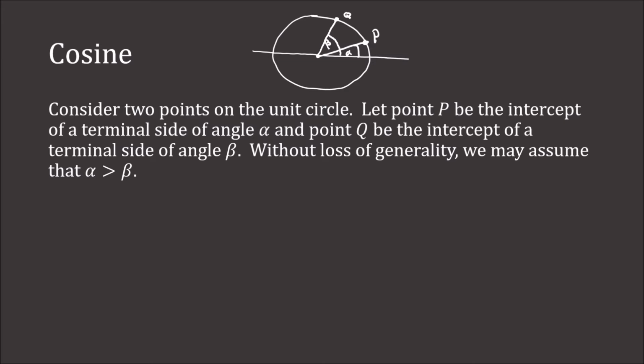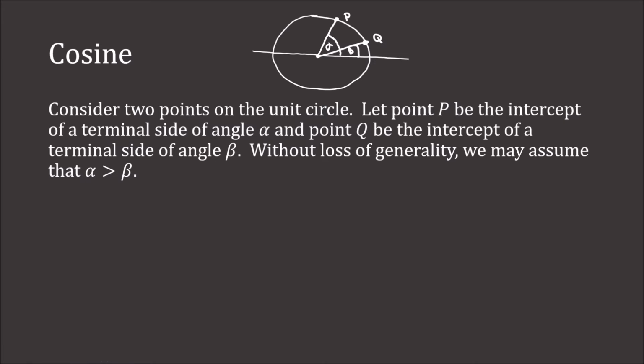Now, without loss of generality, we may assume that alpha is larger than beta. So actually, the way I drew it here, I made my beta larger, so I'm going to switch these. P, Q, that's beta there, and this is alpha here. Now, without loss of generality simply means if beta were larger than alpha, the derivation would be exactly the same, right? Just switch the alphas and betas.